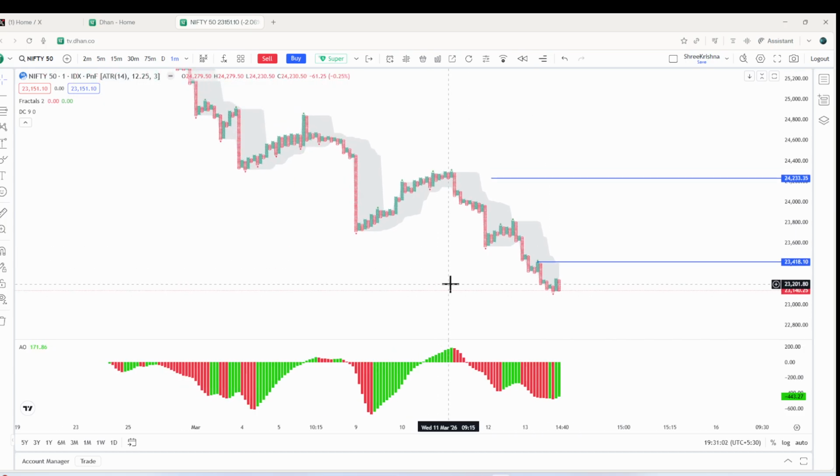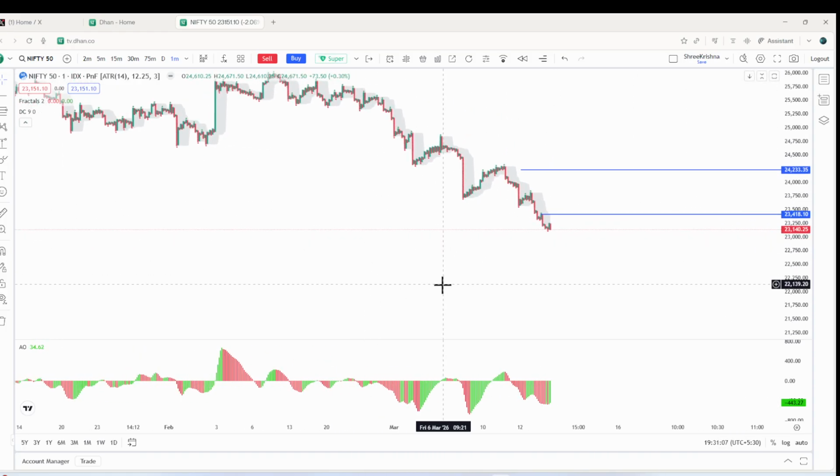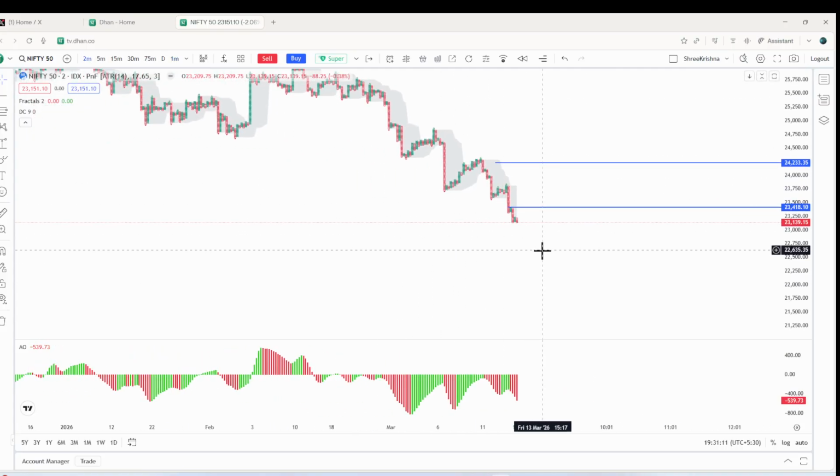It's fishy, in the sense this down move was deliberately to misguide the people. Let's see. Okay. All right.